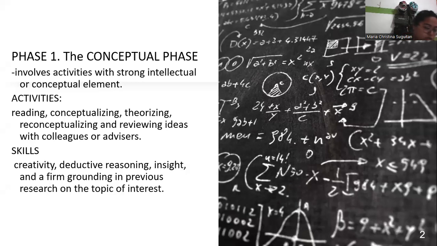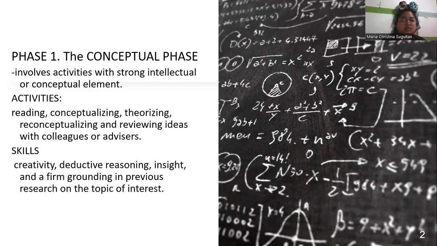So let's talk about the conceptual phase which is step 1 to 5. This involves activities with strong intellectual or conceptual elements. Sabi ko sa inyo, ano bang dapat kong gagawin sa conceptual phase? You have to read, study, and then pag di kinaya, mag-pray. You have to read, conceptualizing, theorizing, you can relate it to the theory. Because according to, di ba, the theory of Florence Nightingale, the environment, ganyan.